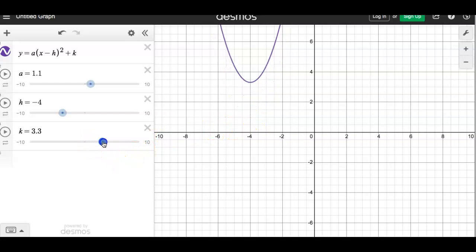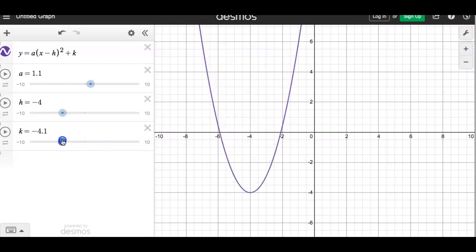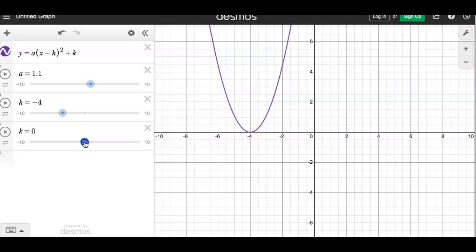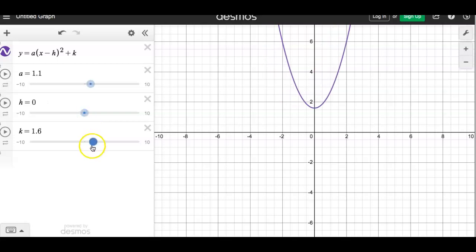And then k moves it up and down. Again, positive k moves it up. Negative k brings it below the axis. When k is 0, it sits right there. Same with h. H might be 0 too. So it just moves up and down then, right on the axis.